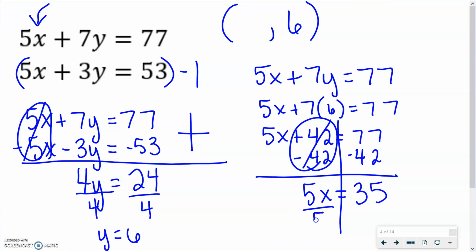Now I can divide by 5 on both sides and get that x is equal to 7. So our point here would be 7, 6. That is the point of intersection. Again, pause this at any point if you need to, so you can go back and rewatch or just get everything written down.